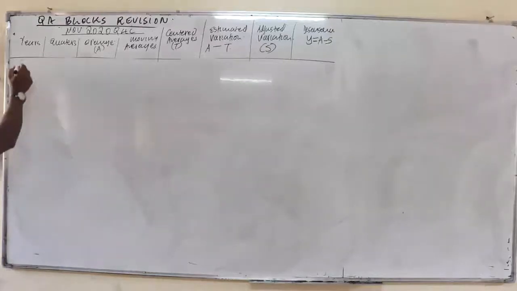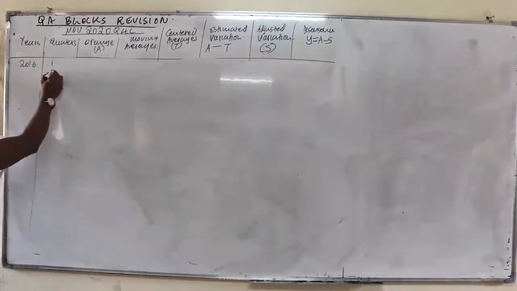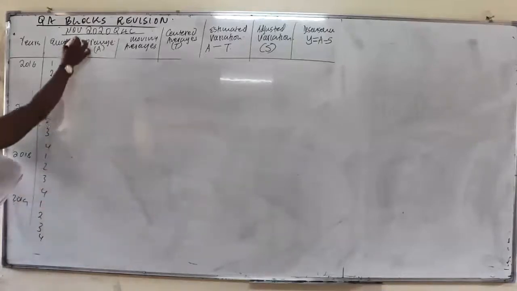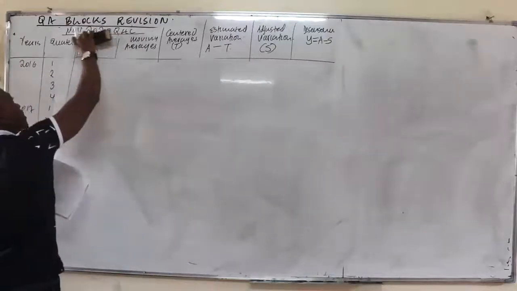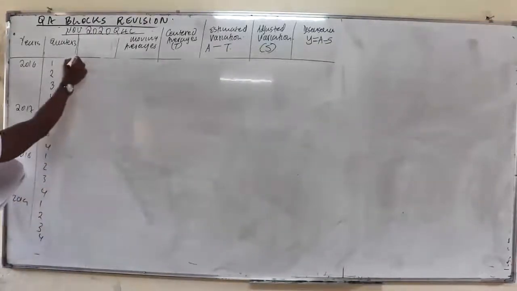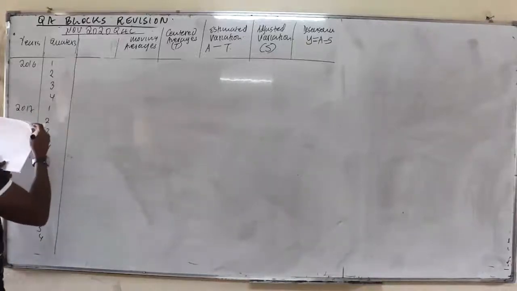So we bring the years here. 2016. Then quarter, you have quarter 1, quarter 2, quarter 3, quarter 4. This one you don't have to leave a gap. 2017, quarter 1, quarter 2, quarter 3, quarter 4. 2018, 1, 2, 3, 4. And then 2019, 1, 2, 3, 4. Then your A, or the actual information given, it was the profits.